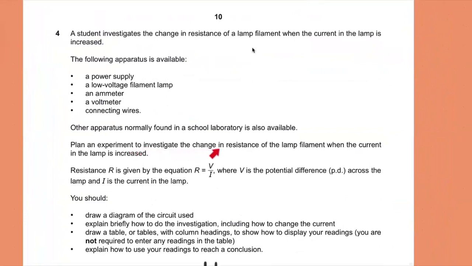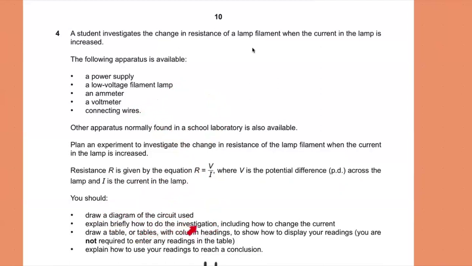Plan an experiment to investigate the change in resistance of the filament lamp when the current in the lamp is increased. Resistance is given by this equation, where V is potential difference, I is current. You should draw a circuit diagram of the circuit used. So this is not very difficult if you think about it. For the resistance, I would need the voltage across the filament lamp and the current through the filament lamp.